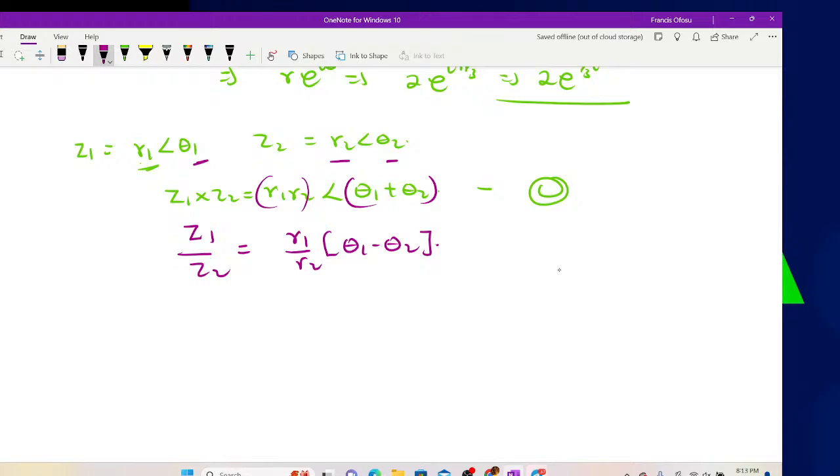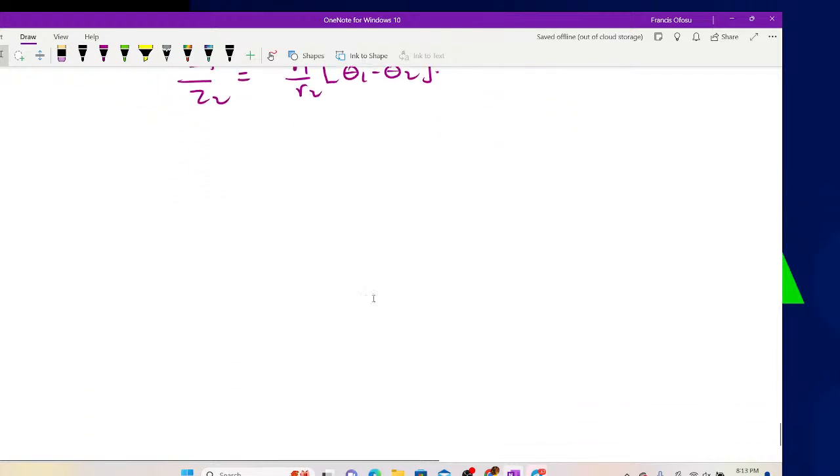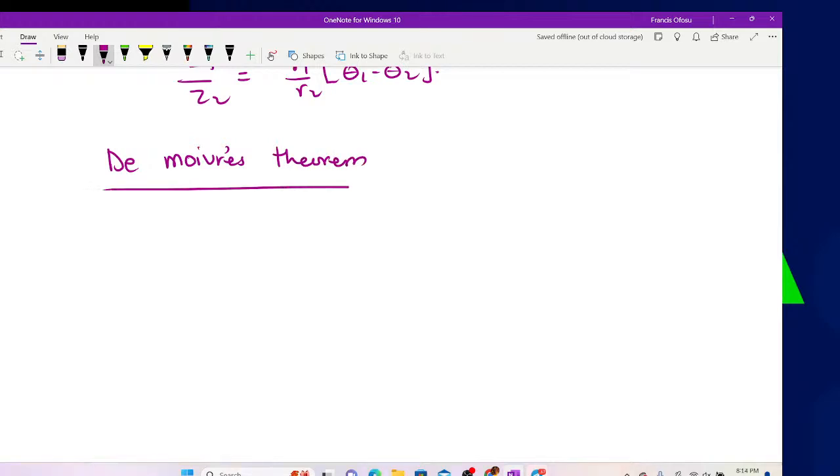So this is how we go about division and multiplication of complex numbers represented in the polar form. Now, let's talk about De Moivre's theorem. This will be the last part for the first complex number class.